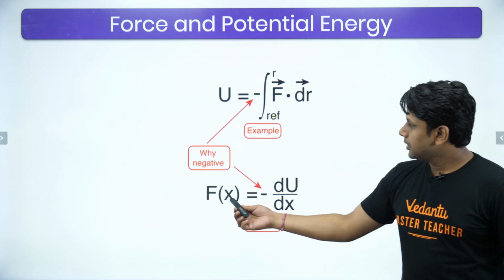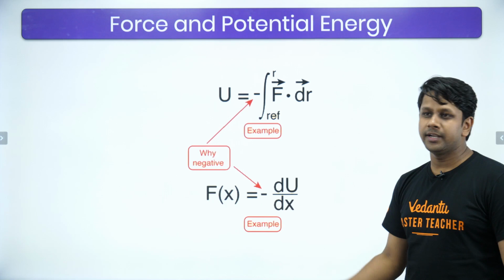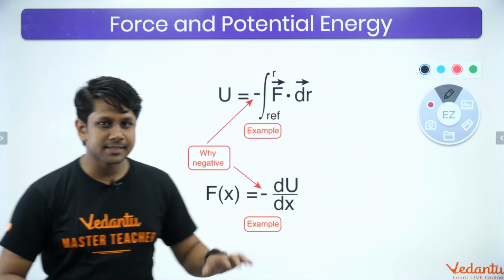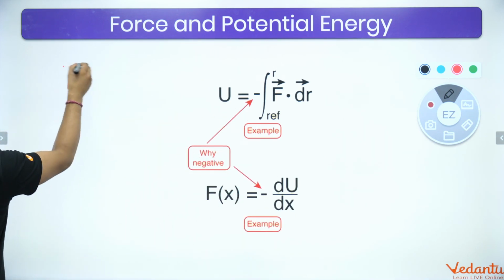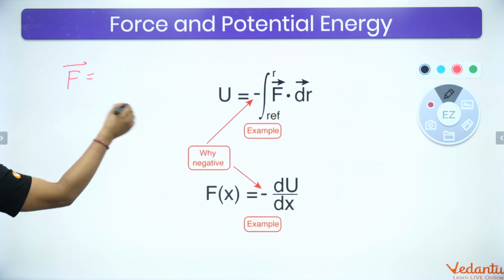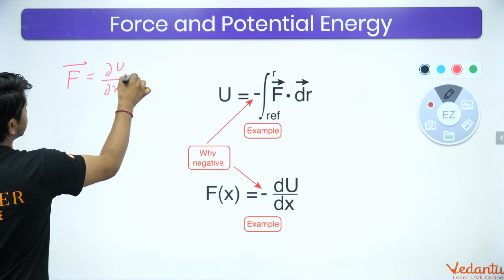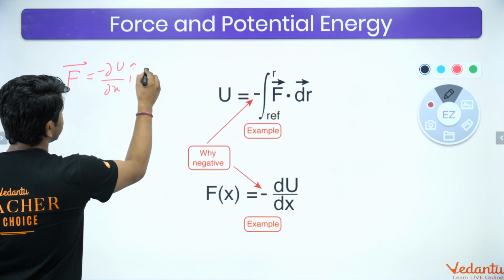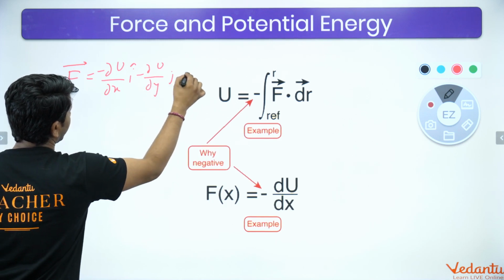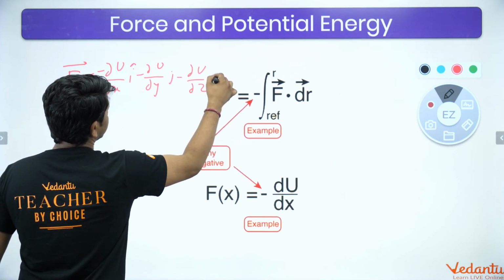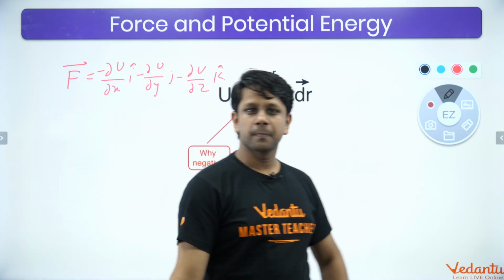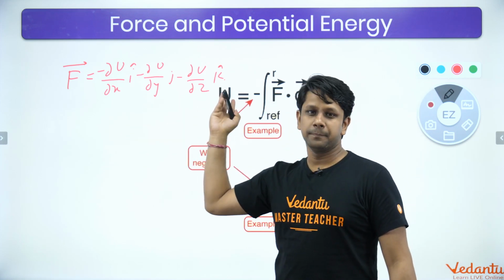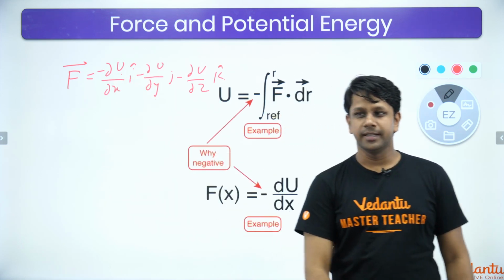Second formula is, if you want force, then it is given by minus du by dx, okay? Now let me tell you one more simple equation. Let's say if you wanna write down the force vector, then the formula is minus del u by del x i cap, okay? There is a minus sign here. Again you will have a minus sign here. Minus del u by del y j cap minus del u by del z k cap. All of you know this equation. If you are writing down the force vector, then it is given by this formula, okay? Where u is the potential energy.